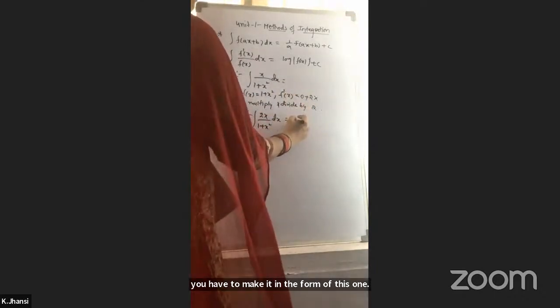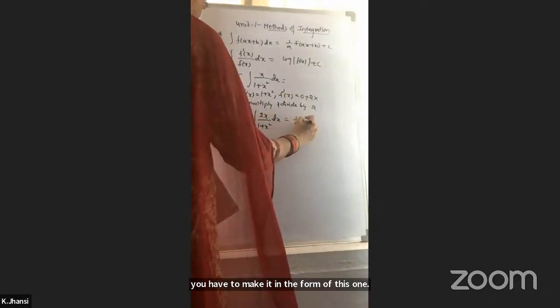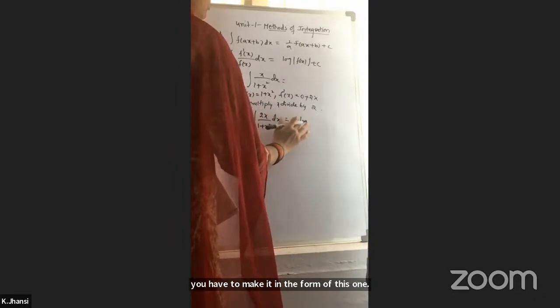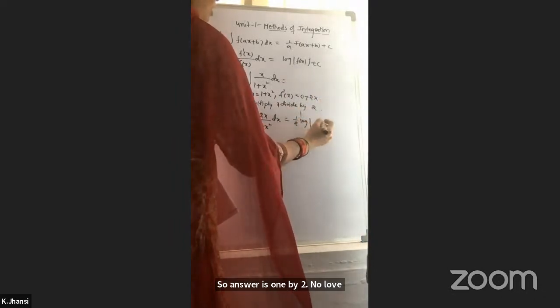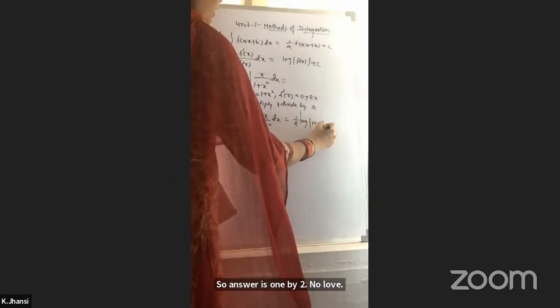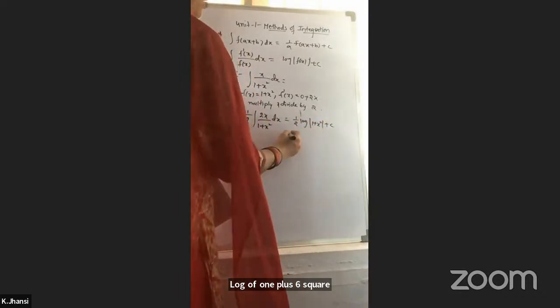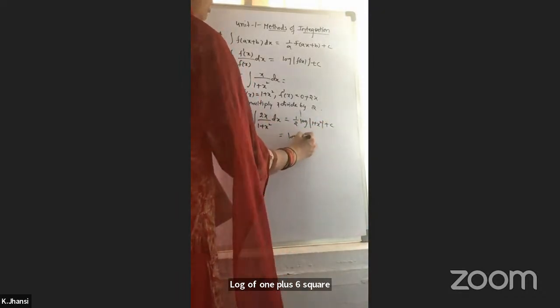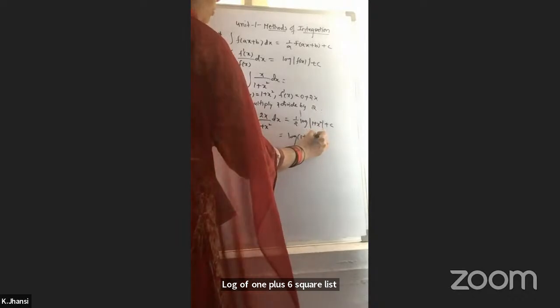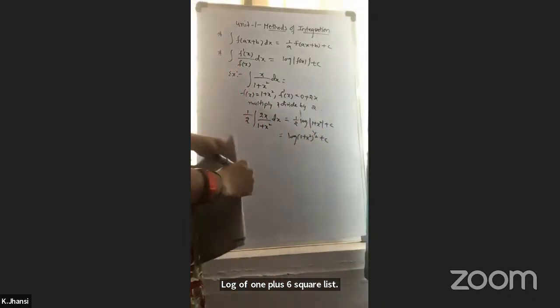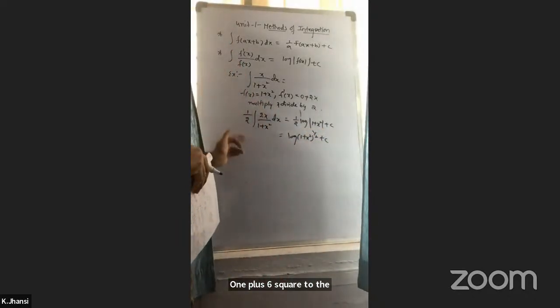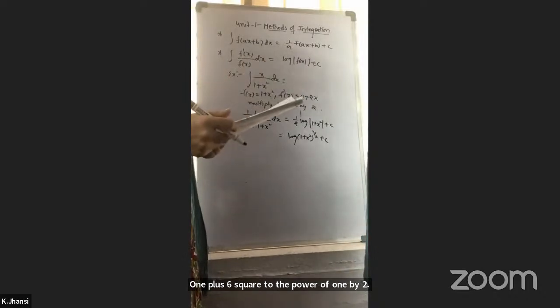So the answer is 1 by 2 log of 1 plus x square plus c. And you can also write this as log of 1 plus x square to the power of 1 by 2, plus c. So this is one method, the direct substitution method.